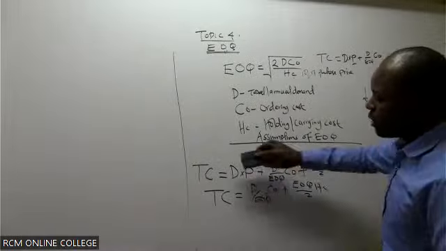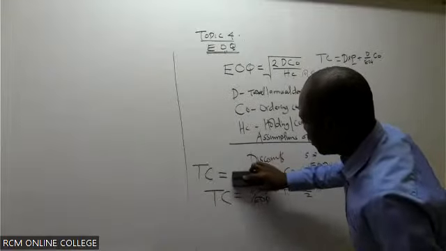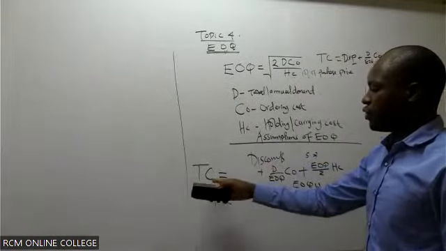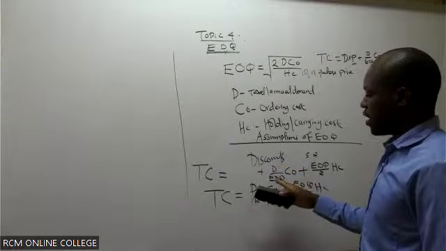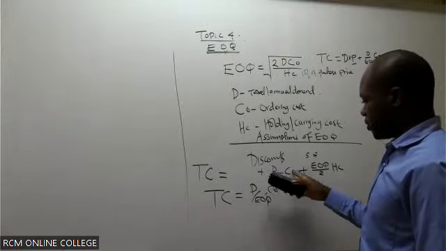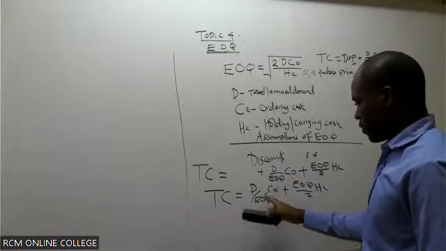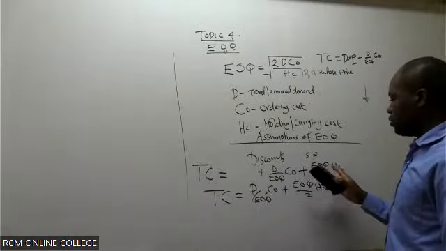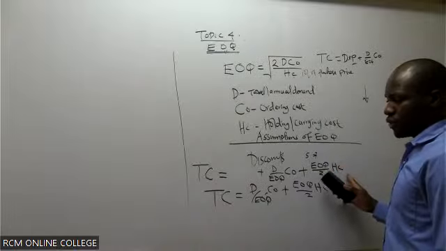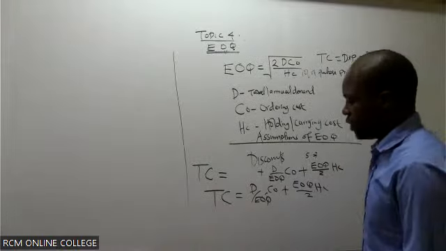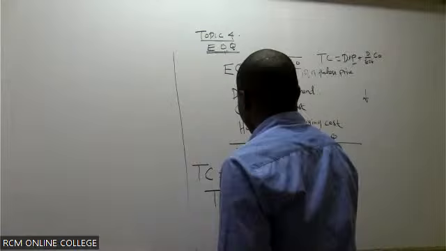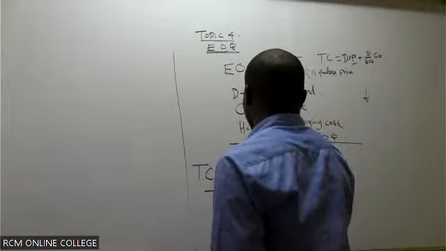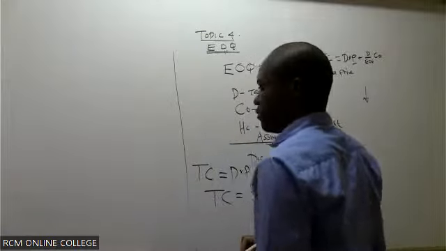So what are we doing? We are basically deleting this one here. So our total cost is equal to demand divided by economic order quantity times ordering cost, which is this. Then we add economic order quantity divided by 2 multiplied by holding cost. So this is the standard formula, but in some cases you are not going to get them giving you the purchase price.